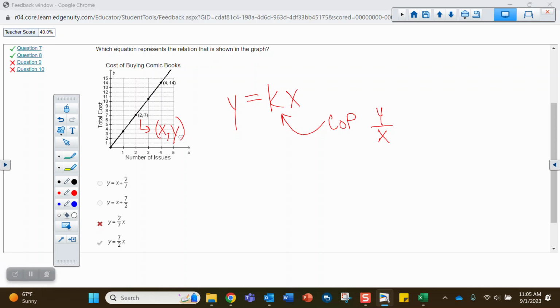So you have those flipped here. You chose 2/7, which is x over y, and that's incorrect. It should be 7/2, 7 over 2. It's y over x.